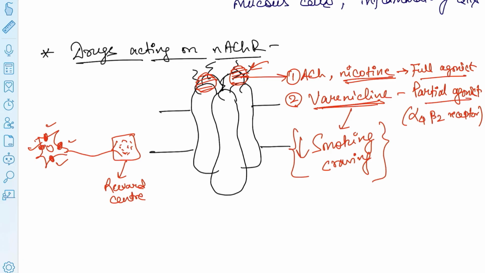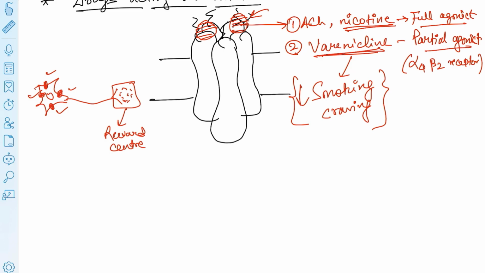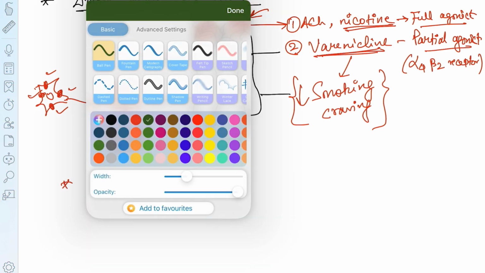So basically, if anyone is addicted to smoking, as a treatment or as a therapy, varenicline is also given to them. Okay. Now, apart from that, there are certain antagonists also present. Okay. So basically, they are called competitive antagonists.